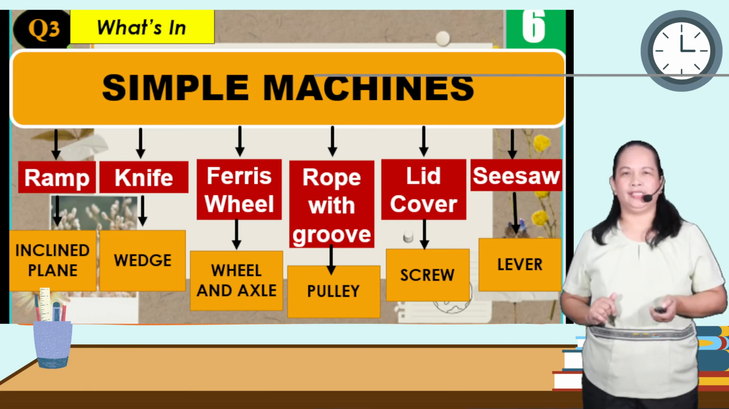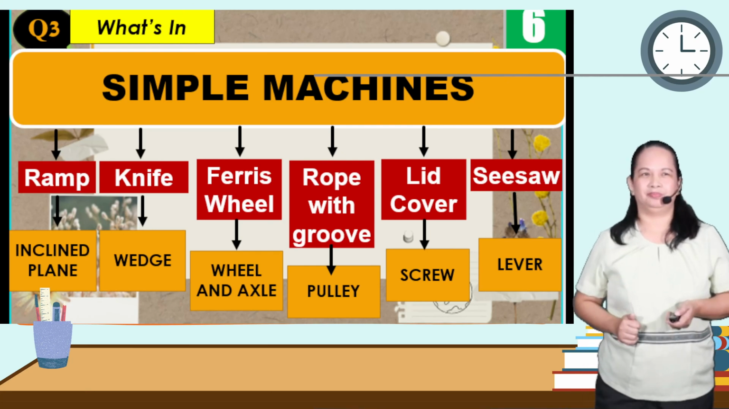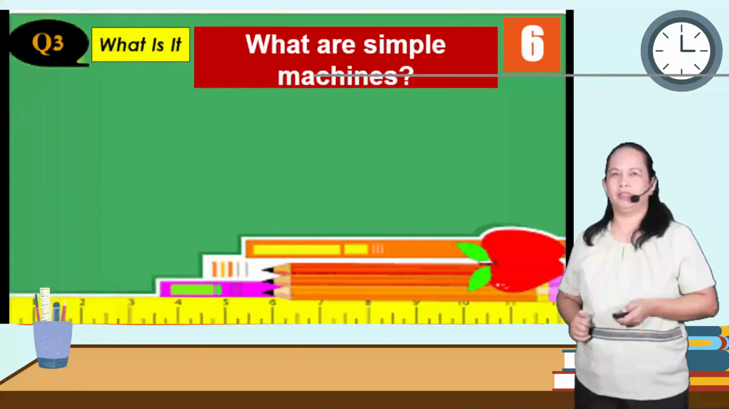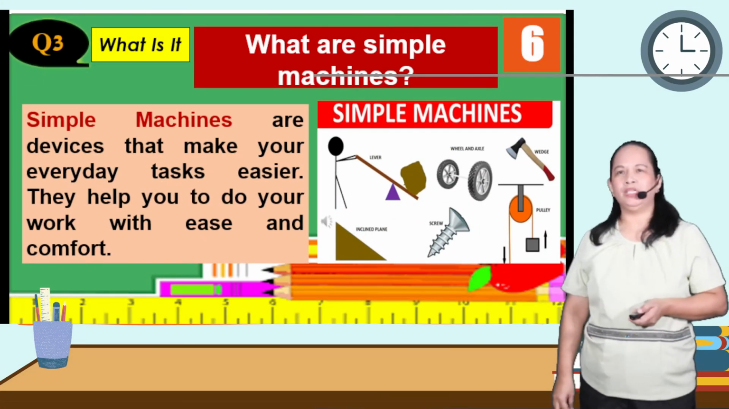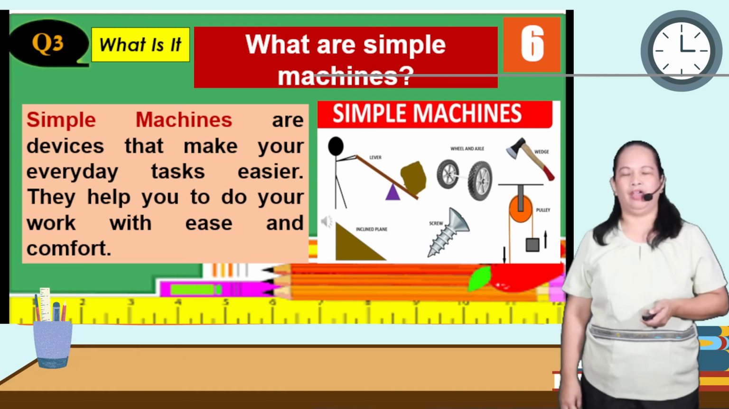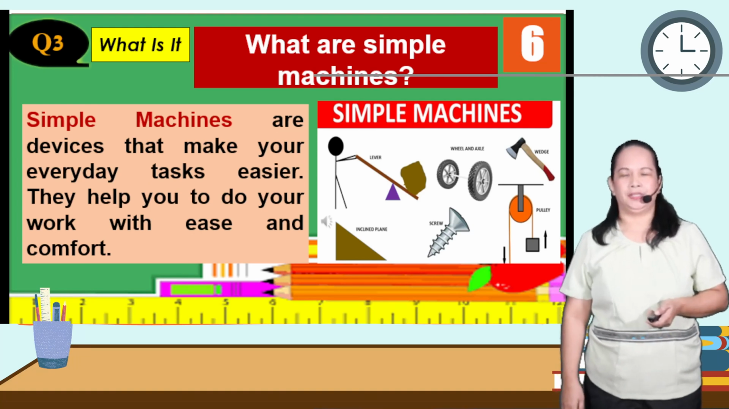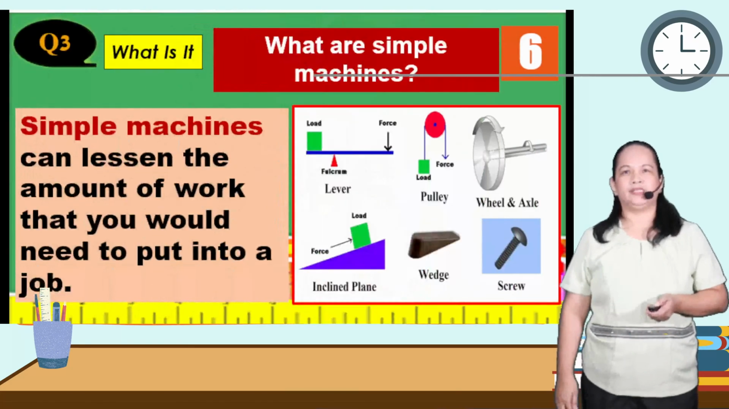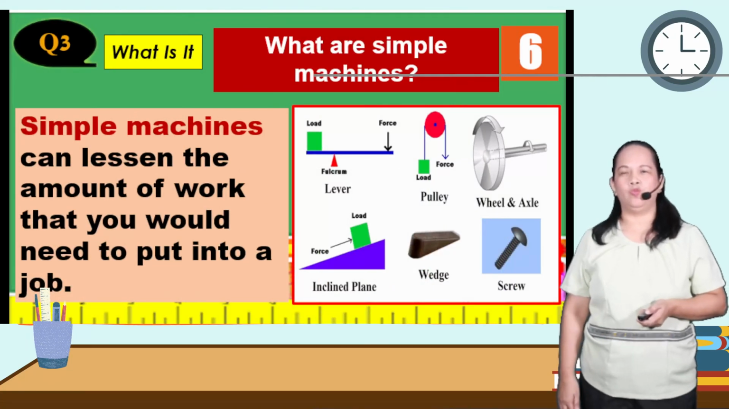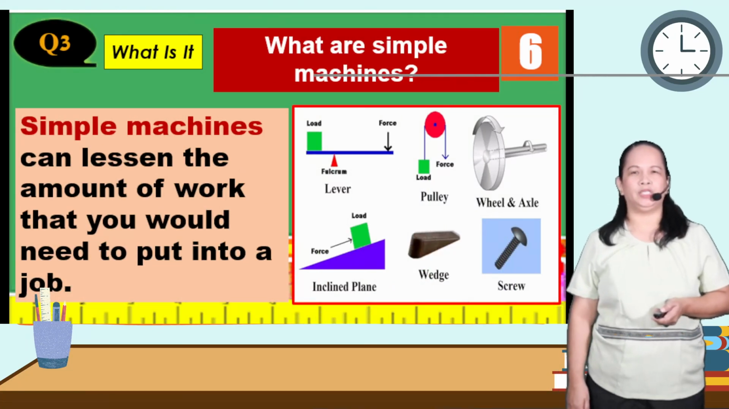Now, all of these are called simple machines. Very good, grade 6 learners. I know that we have the same answers. Next. Now, what are simple machines? Simple machines are devices that make your everyday tasks easier. They help you to do your work with ease and comfort. Simple machines can lessen the amount of work that you would need to put into a job.